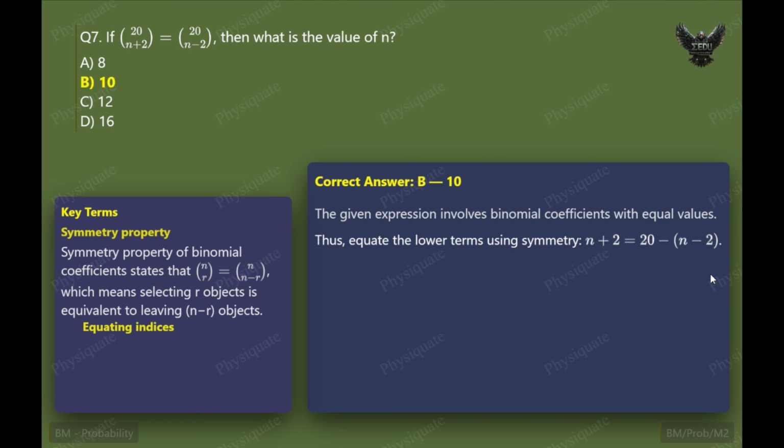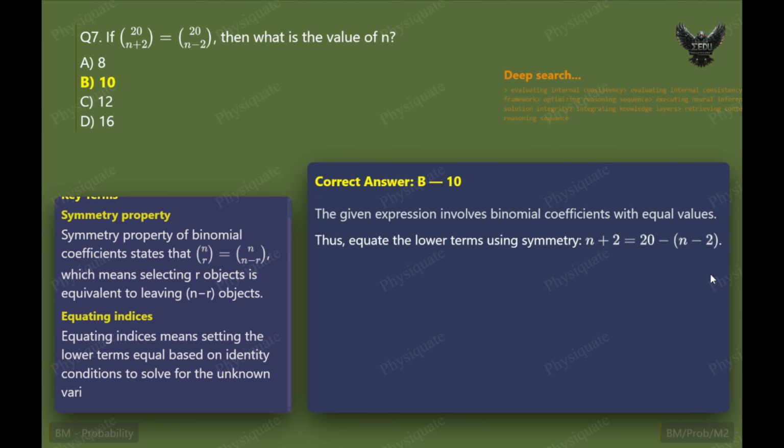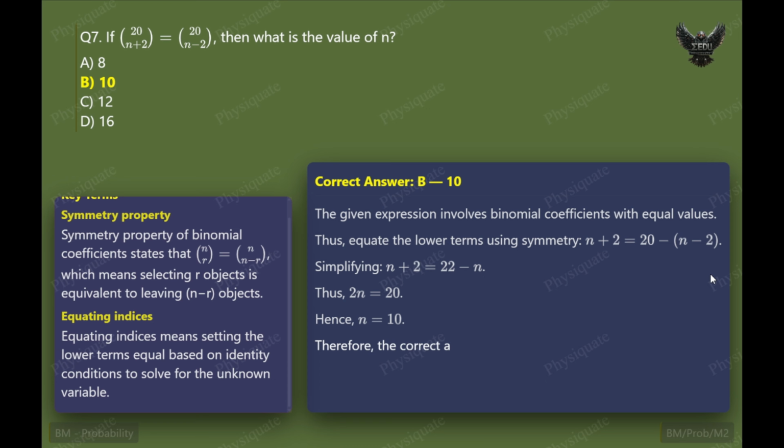Let us examine equating indices. Equating indices means setting the lower terms equal based on identity conditions to solve for the unknown variable. Simplifying, n plus 2 equals 22 minus n. Thus, 2n equals 20. Hence, n equals 10. Therefore, the correct answer is 10.